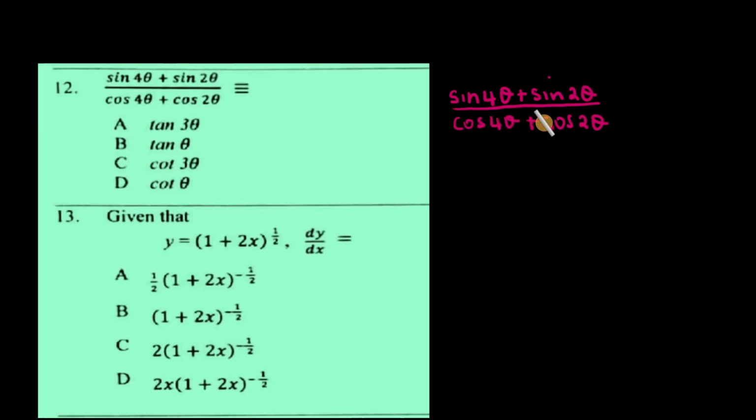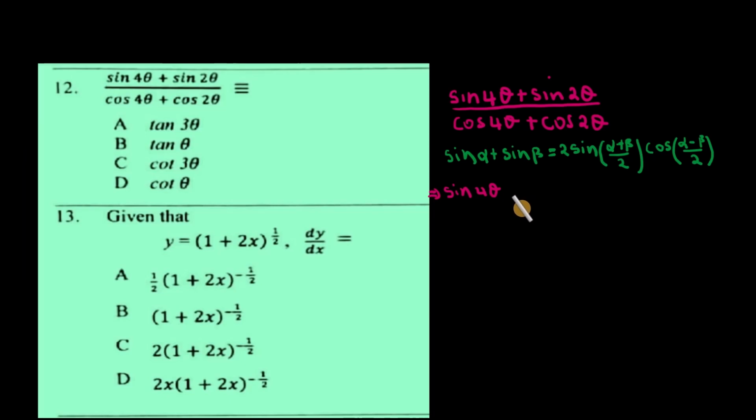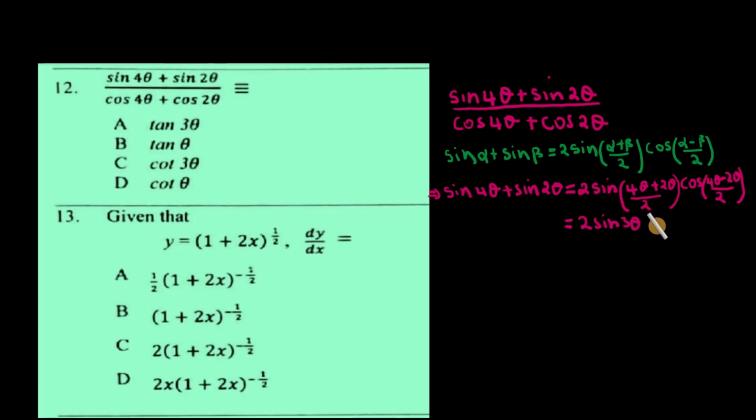Sin 4 theta plus sin 2 theta over cos 4 theta plus cos 2 theta is equivalent to what, from options A to D? From the sum to product formula, we know that sin alpha plus sin beta equals 2 sin of alpha plus beta on 2 times cos of alpha minus beta on 2. That means sin 4 theta plus sin 2 theta equals 2 sin of 4 theta plus 2 theta all over 2, where 4 theta is alpha and 2 theta is beta, times cos of 4 theta minus 2 theta over 2, which equals 2 sin 3 theta, since 4 theta plus 2 theta is 6 theta divided by 2 gives 3 theta, times cos theta, since 4 theta minus 2 theta is 2 theta, and 2 theta divided by 2 is theta.